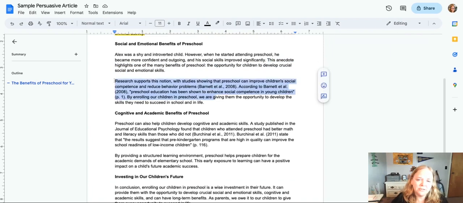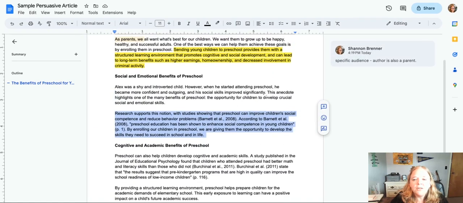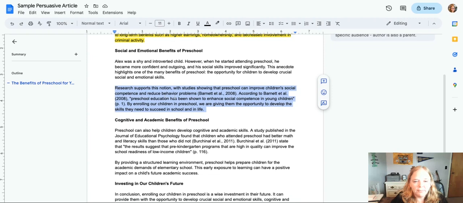Then you can see we go into some research, which is good. We want to provide evidence to support our arguments. We're talking about crucial social and emotional skills that come from preschool. And then we're going to talk about this. According to this study, preschool education has been shown to enhance social competence in young children. So we've got a direct quote here that is signaled by an introduction, which is good. And there is an in-text citation.